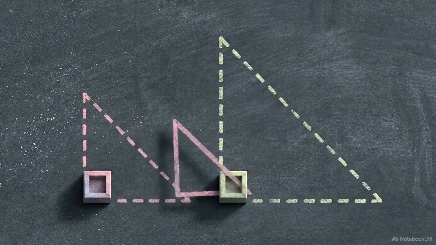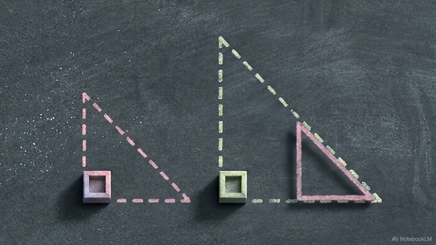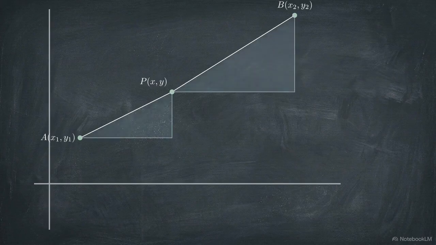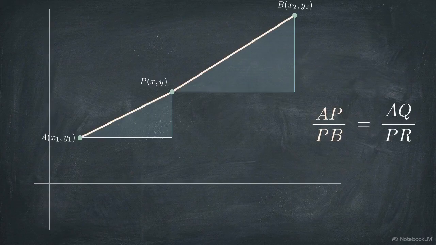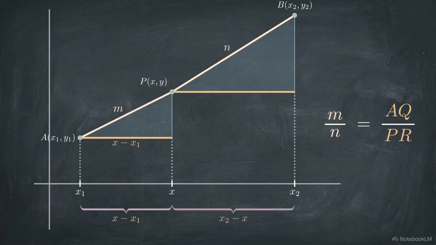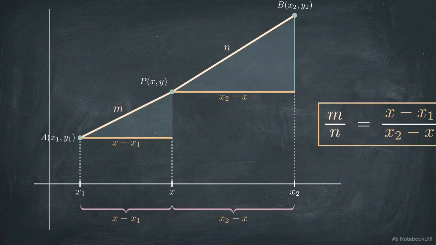Since they are similar, their sides scale proportionally, maintaining a constant ratio. Because of this similarity, the ratio of the two hypotenuses, AP over PB, is equal to the ratio of their horizontal bases, AQ over PR. We know the hypotenuse ratio is m over n, so we can substitute those variables into our equation. Let's define the horizontal base lengths. Subtracting the x-coordinates reveals AQ is x minus x1. By the same logic, the upper base, PR, is x2 minus x. Substituting these back into our equation gives us a formula using only the known ratio and x-coordinates.